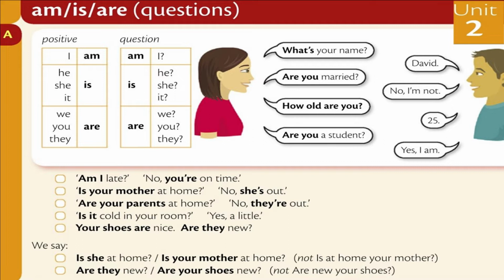What's your name? David. Are you married? No, I am not. How old are you? 25. Are you a student? Yes, I am. Am I late? No, you are on time. Is your mother at home? No, she's out. Are your parents at home? No, they are out. Is it cold in your room? Yes, a little. Your shoes are nice. Are they new?